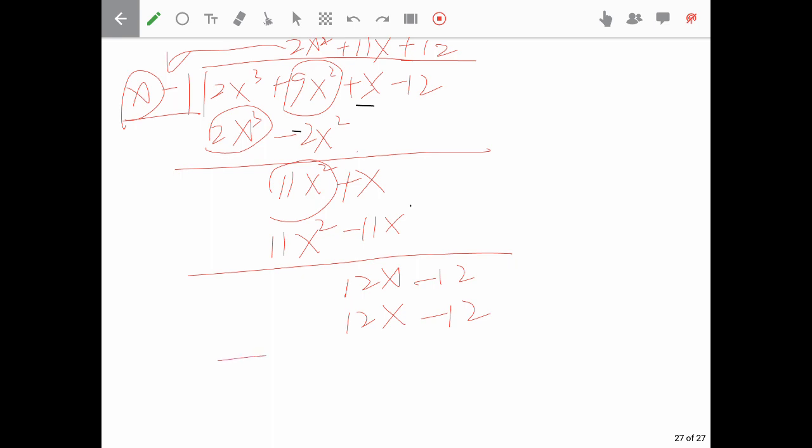Do you find the remainder is 0? So x minus 1 is a factor of the whole polynomial. And the quotient here, 2x squared plus 11x plus 12, is the answer. Sometimes you still have a remainder, but in this question you don't have a remainder. Right, okay. You got it?